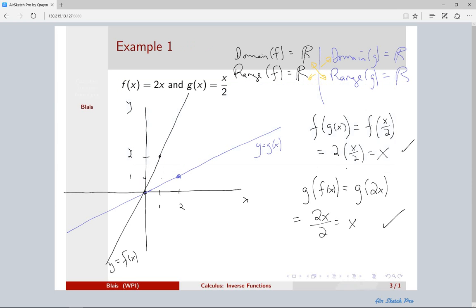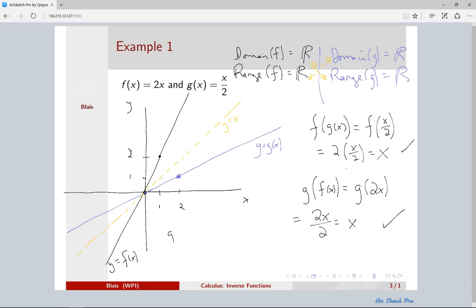With this example under our belts, let's take a look at what happens if we graph the line y equals x, and we'll note, my drawing's slightly off here. But what we want to notice is that the graphs of these functions are mirror images of one another about the line y equals x. And that's always true for inverse functions.